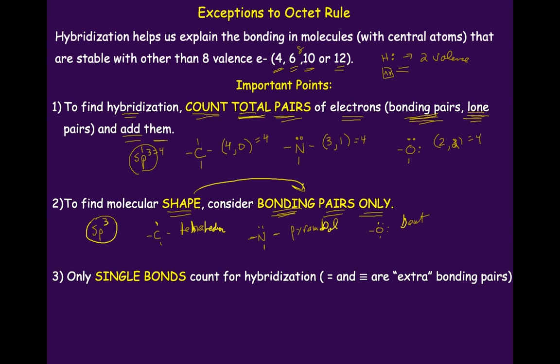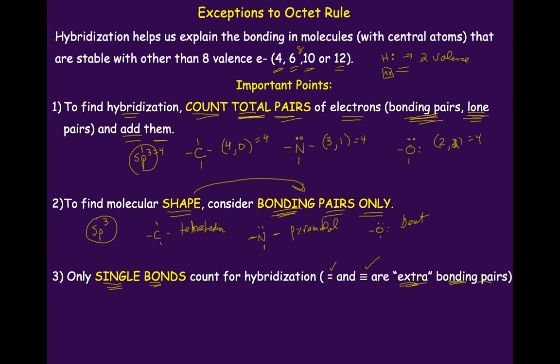Now a couple of things, and this is going to become important. You may see double bonds and you may see triple bonds. Those are extra bonding pairs, and they're not going to count towards hybridization for the total. Really important: you want to count single bonds only for the hybridization. So that's going to be important to know when you look at this.